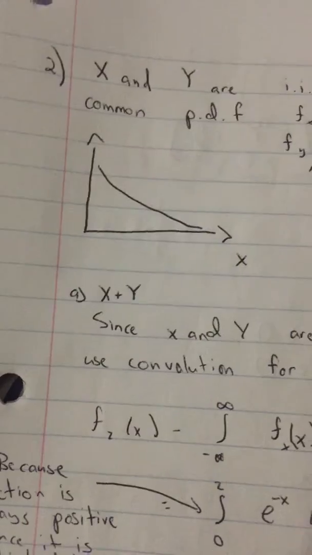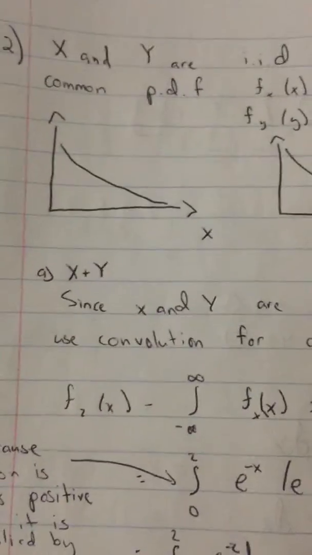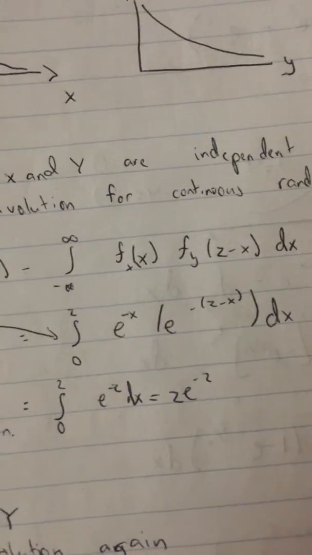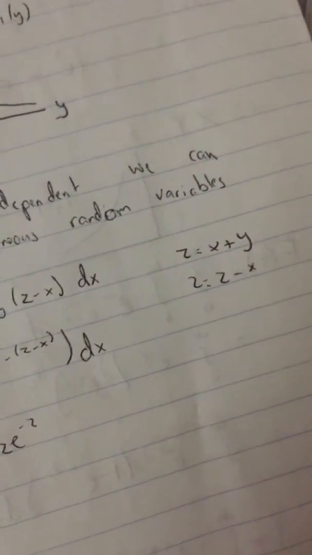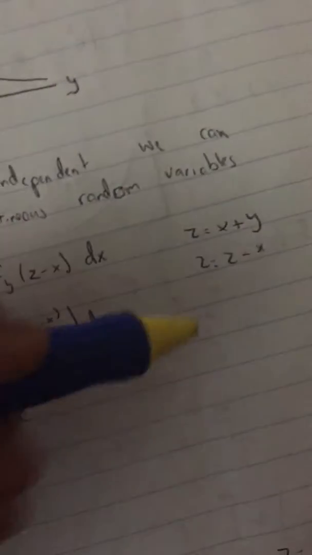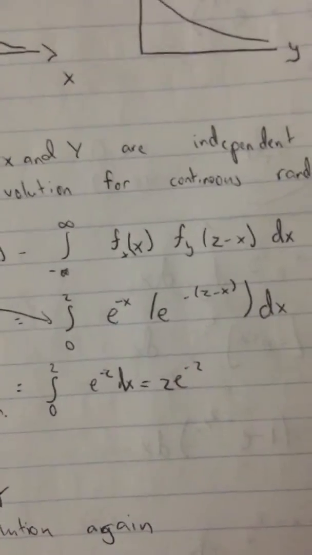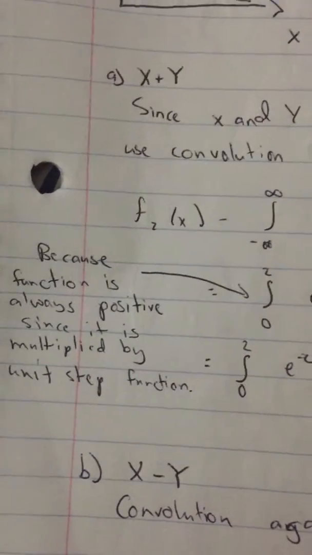Since x and y are independent, as we are given in the first statement of the question, we can use convolution for continuous random variables. The formula for convolution for continuous random variables is this right here, from negative infinity to infinity. We're using z minus x because z equals x plus y, so this should be y equals z minus x. And it goes from 0 to z. There's no negative portion of this because the function is being multiplied by a unit step function.